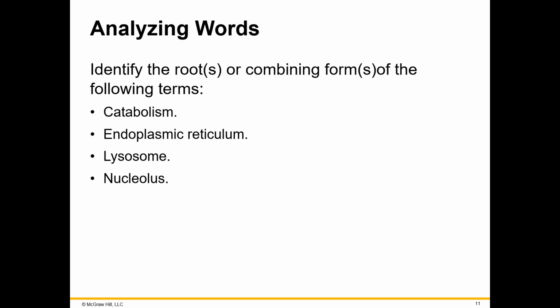Catabolism has "cata" in it, which is the breakdown of complex substances into simpler ones, such as a part of metabolism. Endoplasmic reticulum: use the word "plasm" to remember this, and "reticulum," a structure inside a cell that synthesizes steroids, detoxifies drugs, and manufactures the cell membrane. Lysosomes: "lyso" is actually a combining form, the enzyme that digests foreign material. Then we have nucleolus, which has "nucleo," another combining form, a small mass within the nucleus that manufactures ribosomes that manufacture protein.